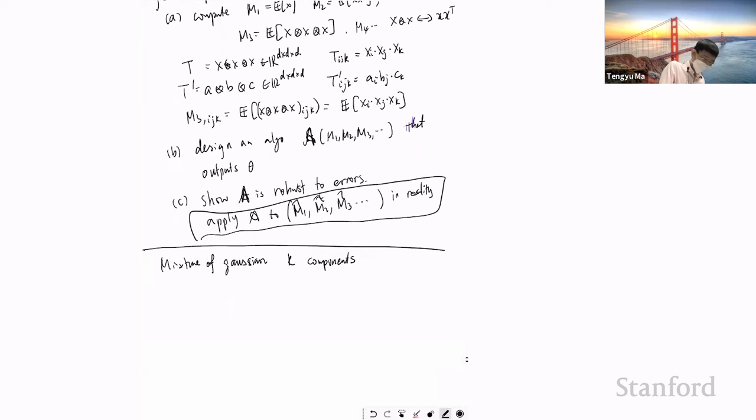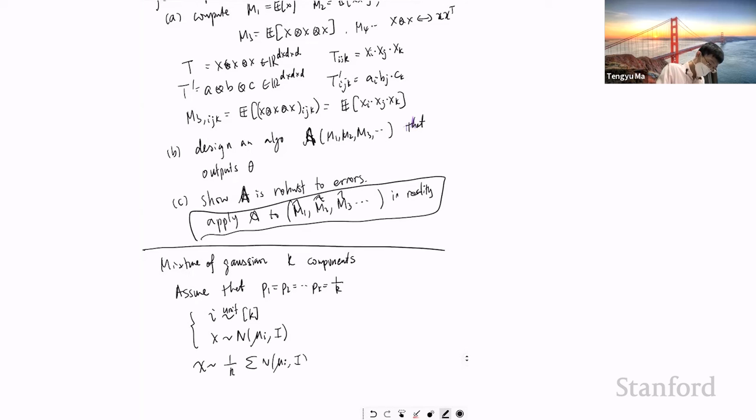So let's make it simpler. Let's assume that this is a mixture of Gaussians with a uniform mixture, so all the components have probability 1 over k to show up. Basically, you sample i uniformly from k, and then you generate x from a Gaussian with mean mu_i and covariance identity. This is the generative model for the data. Alternatively, you can write that x is sampled from the average of these k distributions.